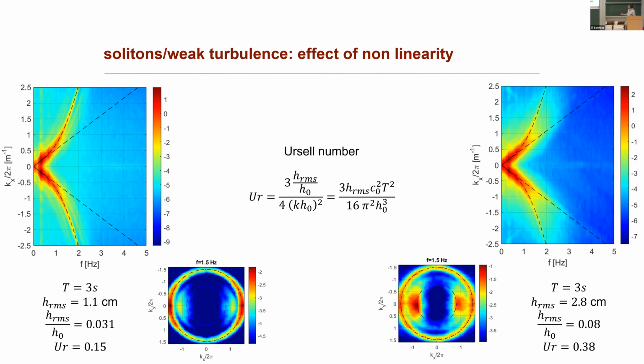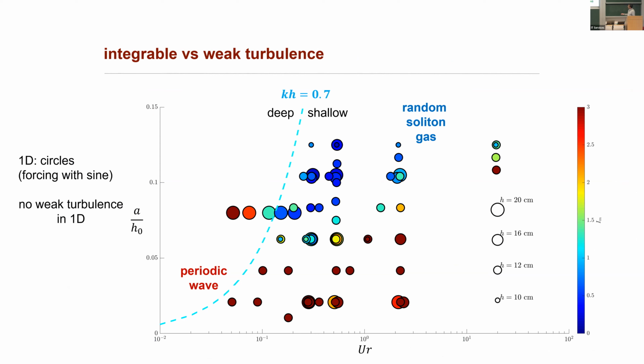And again, when we look at the Fourier spectrum, k-x-f, there is no soliton branch here, whereas there is a soliton branch on this side. And if you look at the cuts, indeed, here we have only the dispersive waves, whereas we have some solitons in that case. So if we come back to the phase diagram I showed you before for the 1D case, the nonlinearity is here and the Ursell number is there. We saw that we had to add enough nonlinearity to get a soliton gas, but we had nothing here because in 1D we can't have weak turbulence.